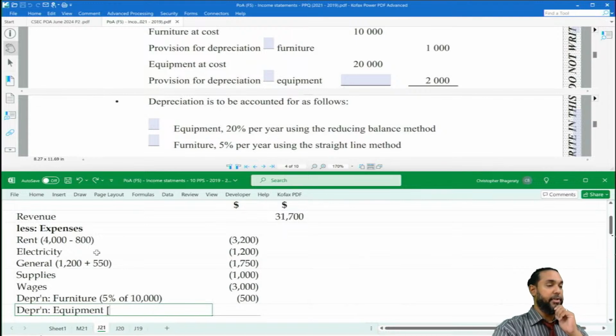The correct calculation here is to find 20% of the net book value. How do we find net book value? It's the cost minus any depreciation charge on the asset. So we are depreciating equipment, and we have to find 20% of the net book value, which is the cost of the asset minus the depreciation already existing.